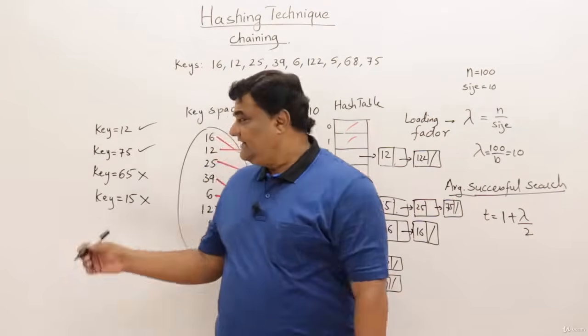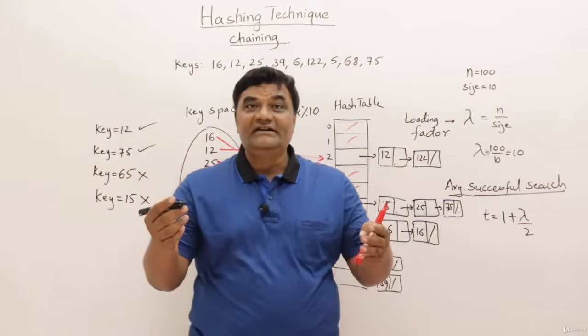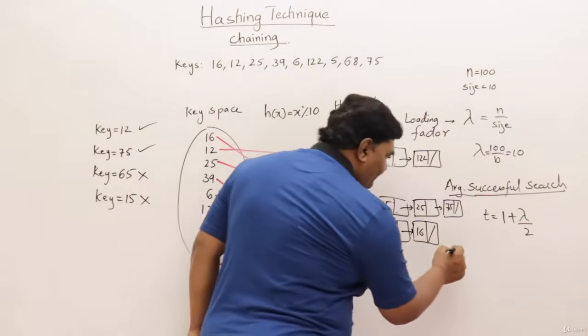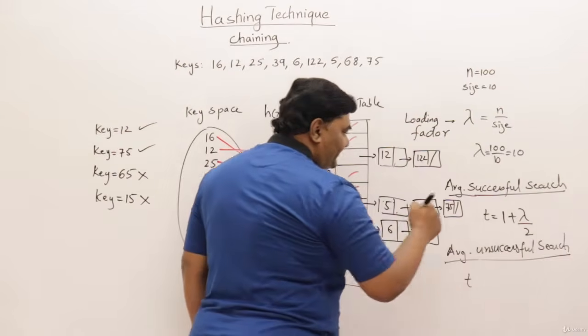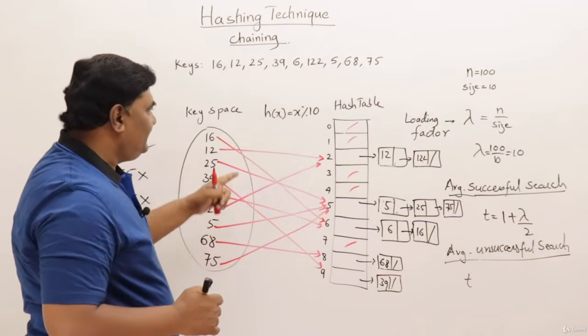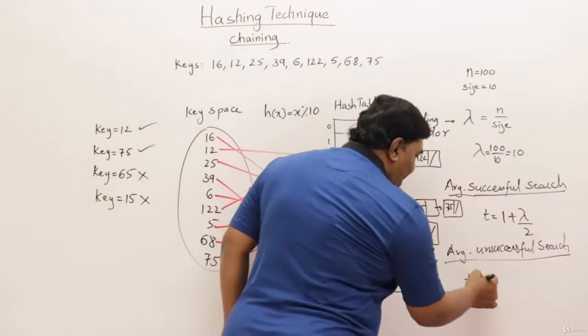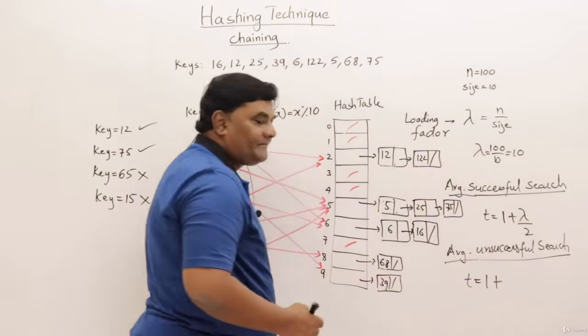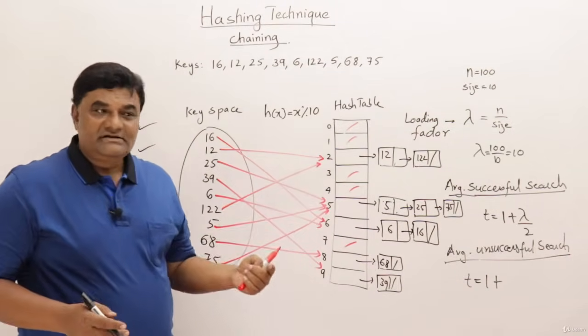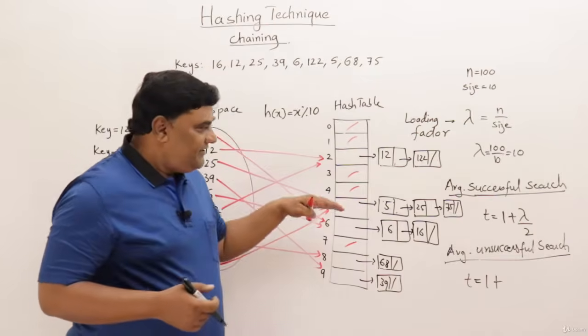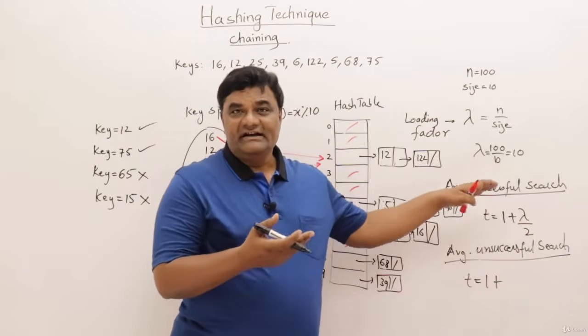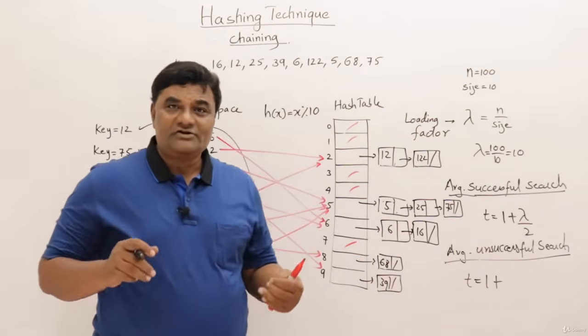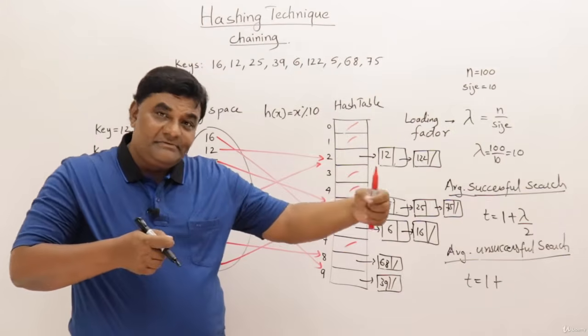Then what is the time in case of unsuccessful search if the key is not found? For average unsuccessful search time, for searching any key we use a hash function. So for the hash function the time is 1. Plus, key is not found means we may be checking the entire linked list, the entire chain. We don't know where it may stop. So we say that it takes the maximum time.